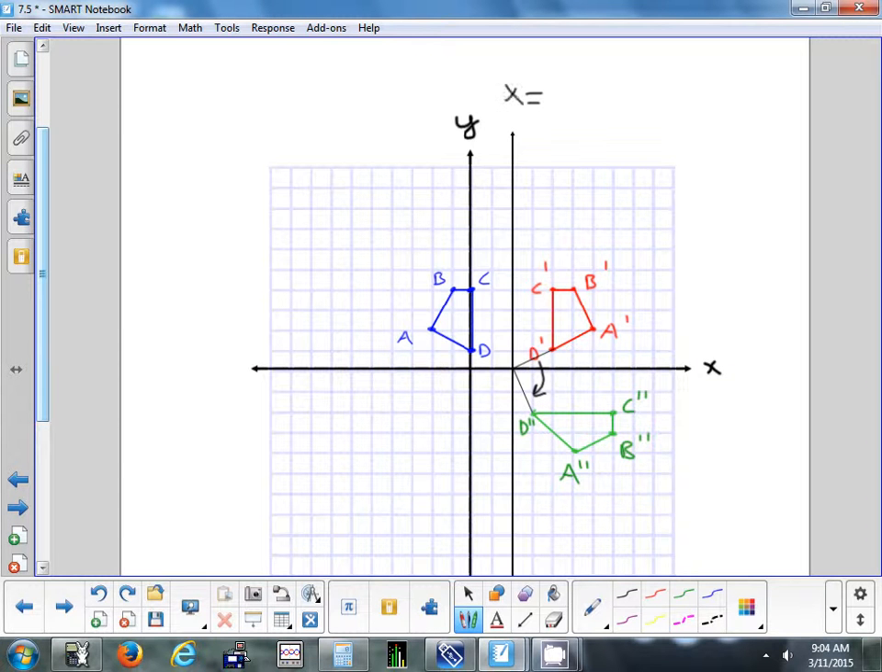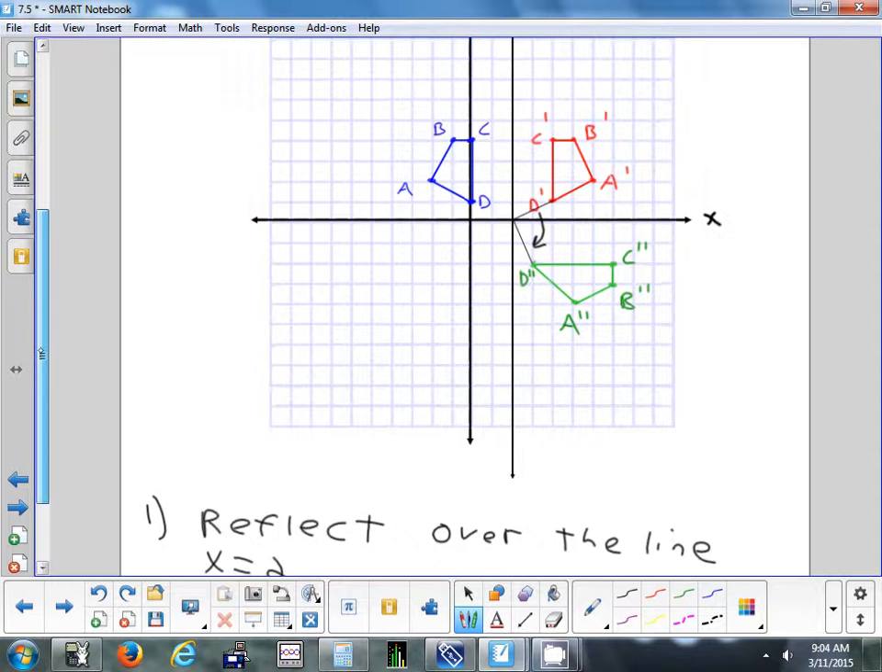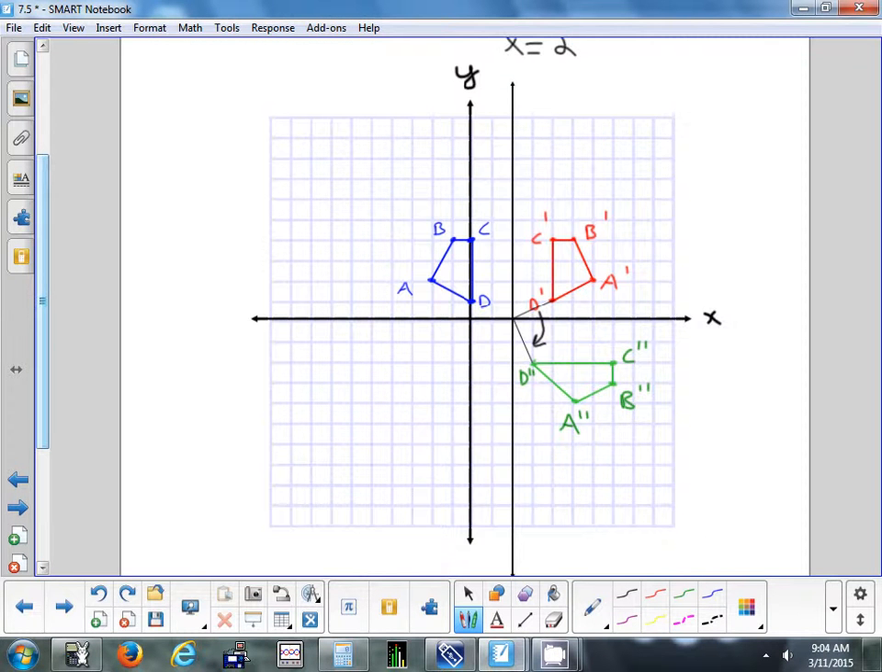Y equals a number. That's a horizontal line. X equals a number. That's a vertical line. The number is where the vertical line is. So where's the vertical line here? 2. That's the equation of that line. X equals 2. So reflect over the line X equals 2. Okay, that's the first step.